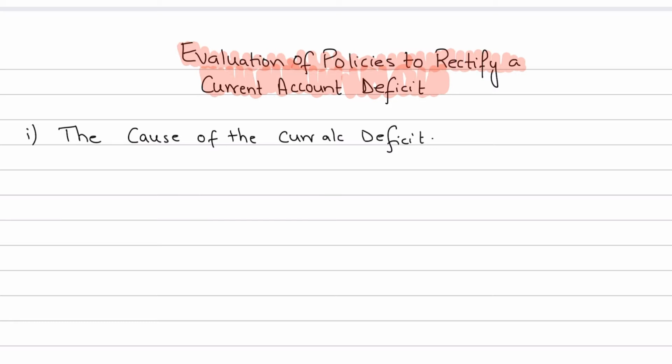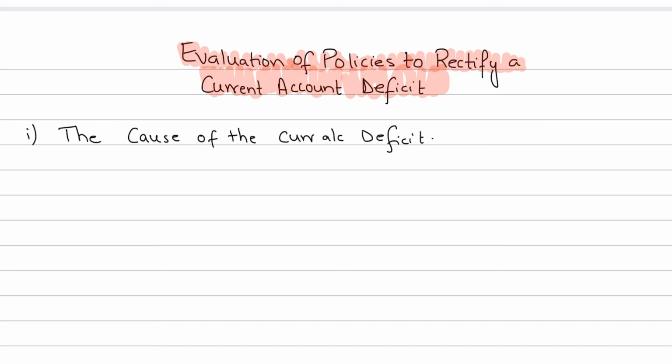So guys, the first evaluation that I've written is the cause of the current account deficit. Now you know that a current account deficit is a problem, hence we implement the policies. Now we're going to be evaluating to what extent those policies are successful, right? To what extent those policies would be successful will depend upon the underlying cause of that deficit. What is the reason why that deficit is arising?